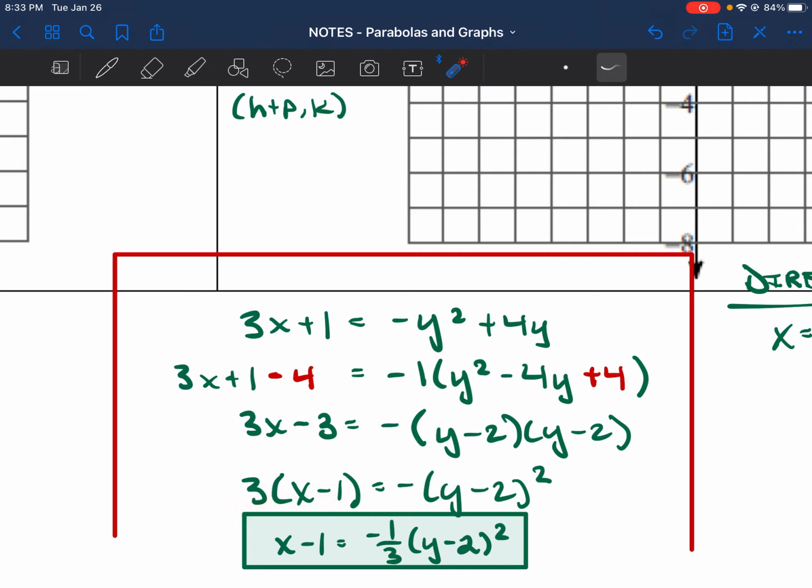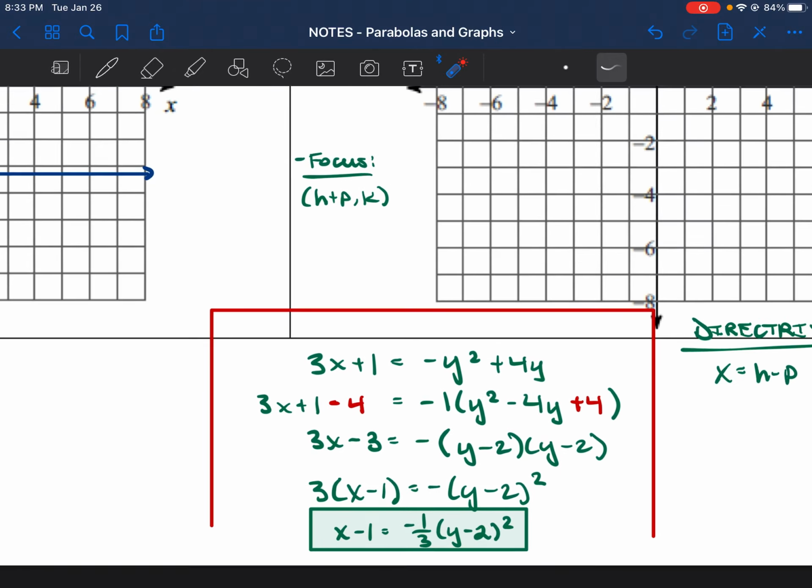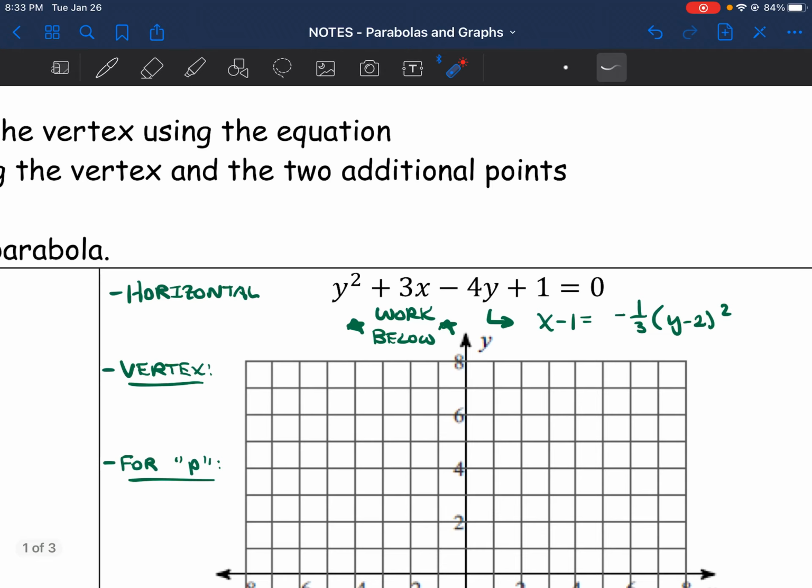And we get x minus 1 equals negative 1/3 (y minus 2) to the second power, which is what I have right up here. So this is what we're going to use to graph our parabola. Notice I said that this is horizontal. I know it's horizontal because x is the variable on the left that is to the first power. Also, notice that this number outside the parentheses is a negative number. This is going to tell us not only is this horizontal, but that it opens left.